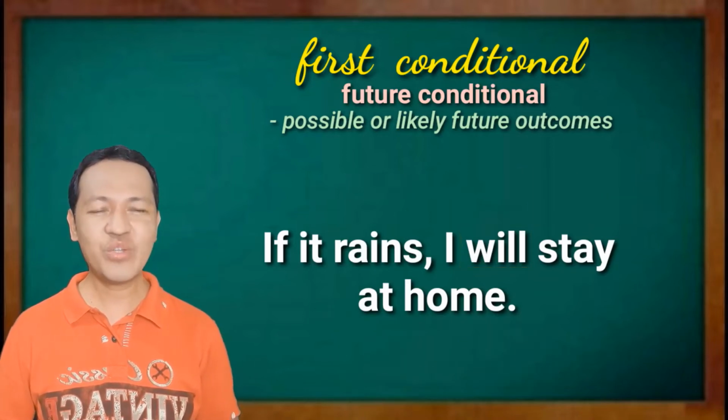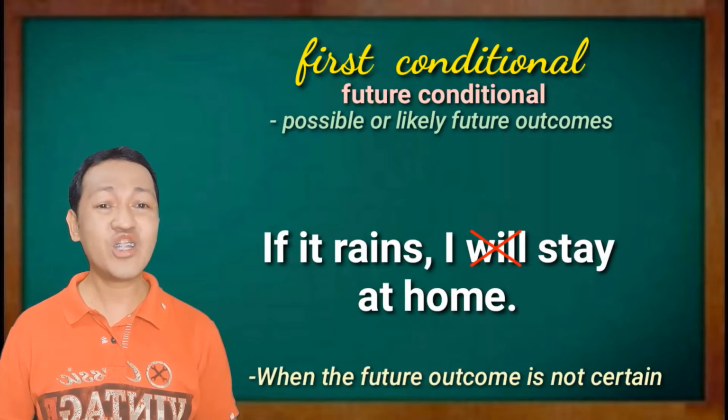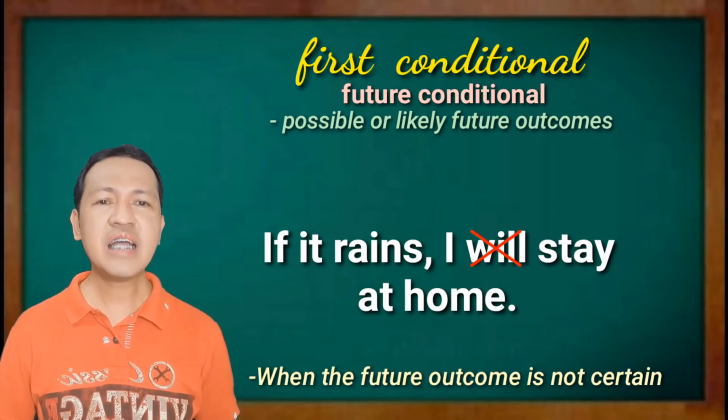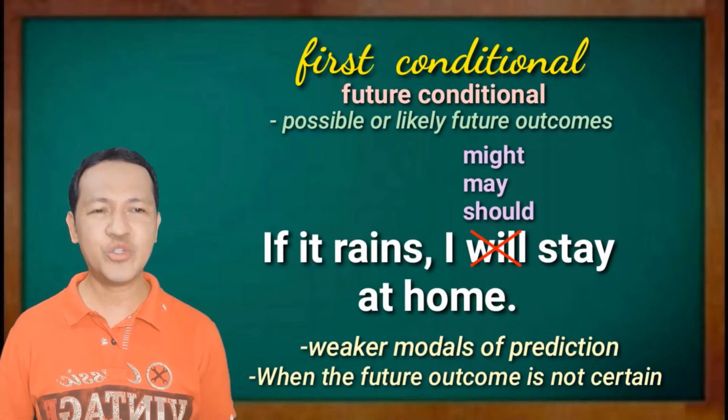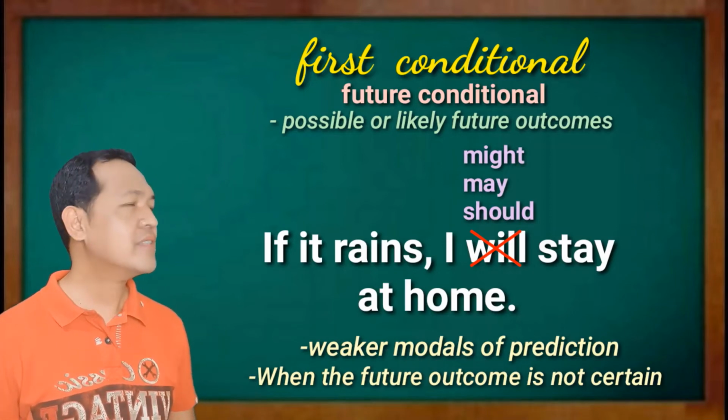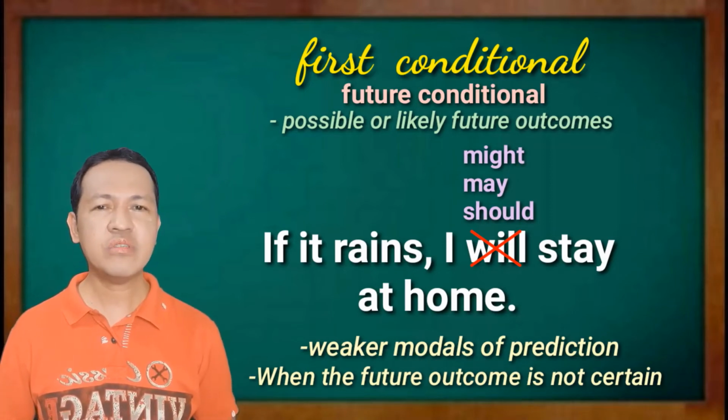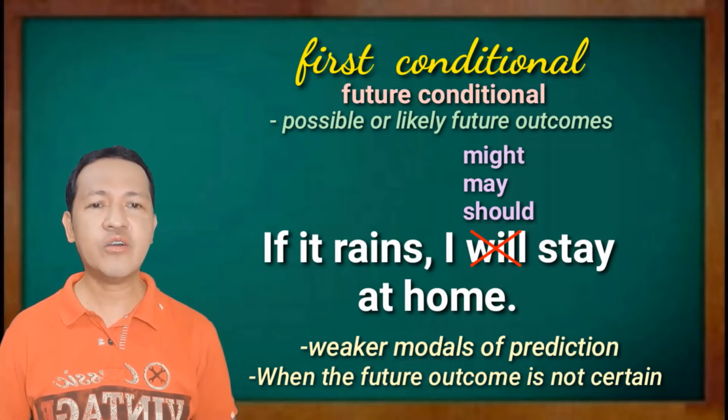There are cases in which the future outcome or result is not certain, or we want to reduce the certainty of the action in the main or result clause. In that case, we'll use a weaker modal of prediction such as might, may, and should. We can say, if it rains, I might stay at home. If it rains, I may stay at home. Or if it rains, I should stay at home.